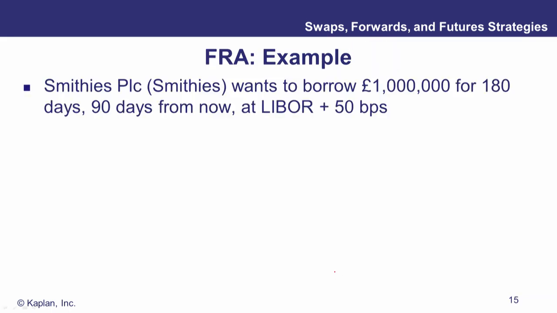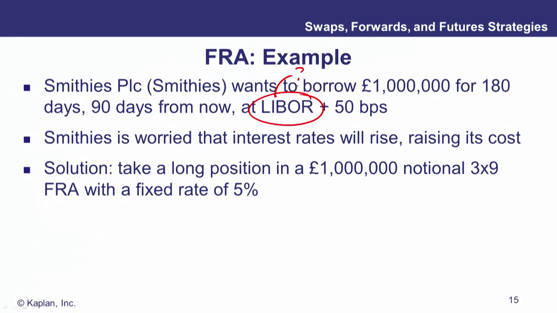So Smithies wants to borrow £1 million for 180 days, 90 days from now, at LIBOR plus 50 bips. So it's this that's uncertain. We don't know what LIBOR is going to be in 90 days' time. If they're worried that interest rates will rise, and when we pick up the phone to the bank in 90 days' time they say that LIBOR is something extortionate, what we might want to do to take the edge off of that is go long a FRA.